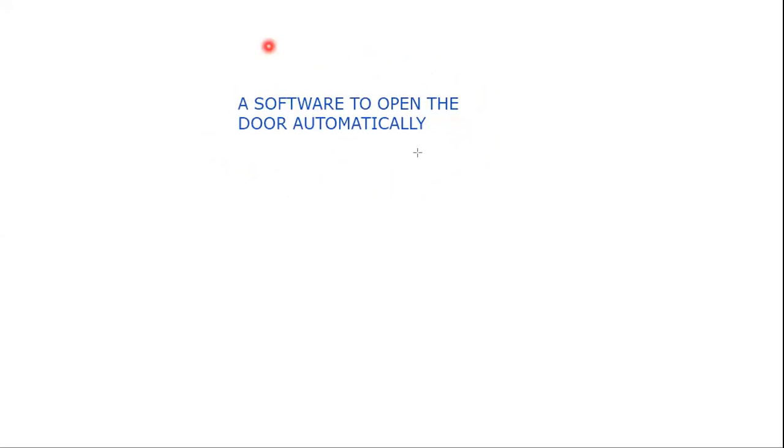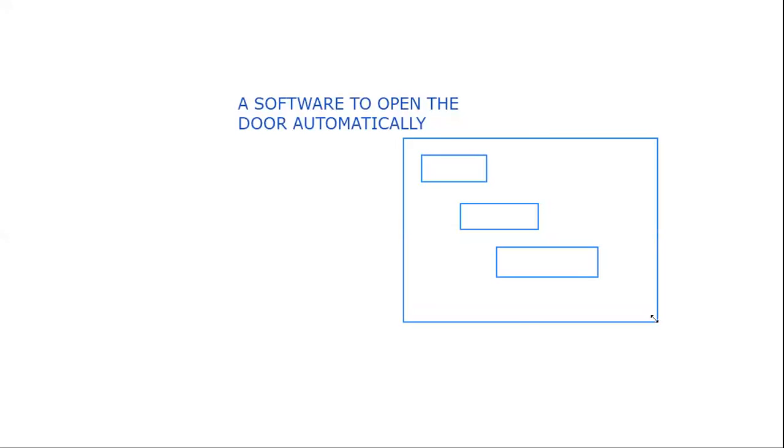Suppose I take one example. First, the customer will enter the house. Then the image of the customer is scanned. And then the scanned image is matched with the current person. And if both are the same, then the door is going to open. In this way, I am going to make some diagrammatic representation.